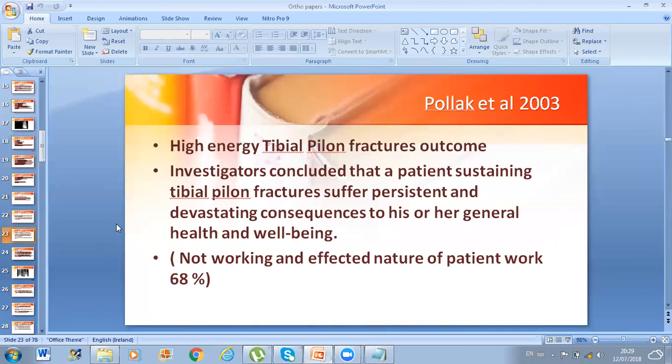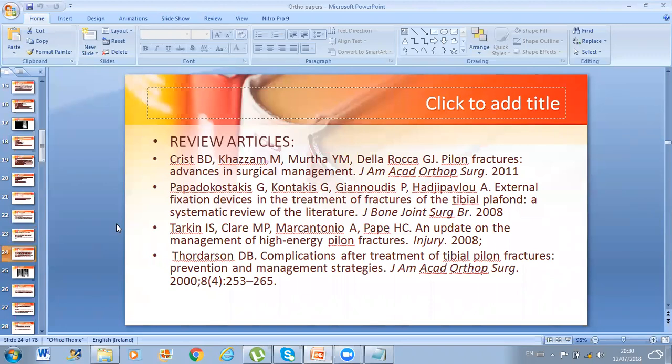This is Polak in 2003. He discussed high energy tibial plafond fracture outcomes. The investigators concluded that patients sustaining tibial plafond fractures suffer persistent and devastating consequences to their general health and well-being. And 68% will not work the same job. Nowadays, most people agree that with these fractures the patient will not come back to the same level. It's not possible. These are review articles. I have not read all of them, but you can have a look into them.